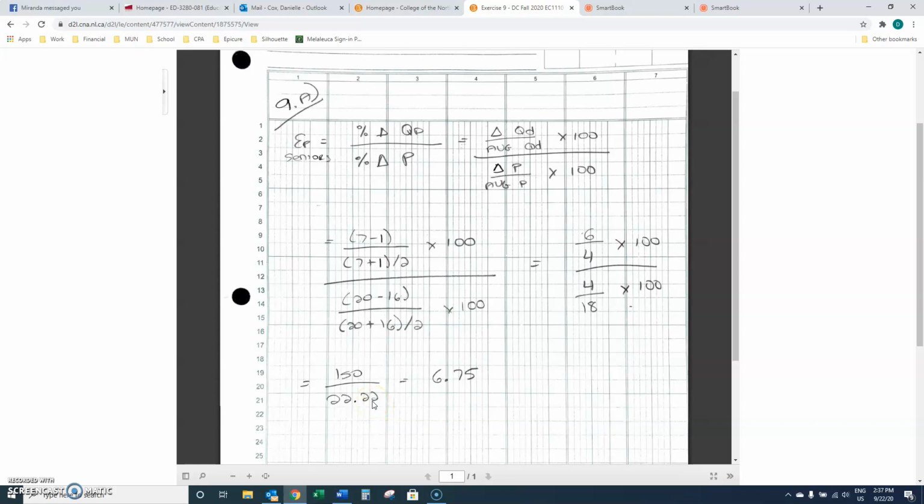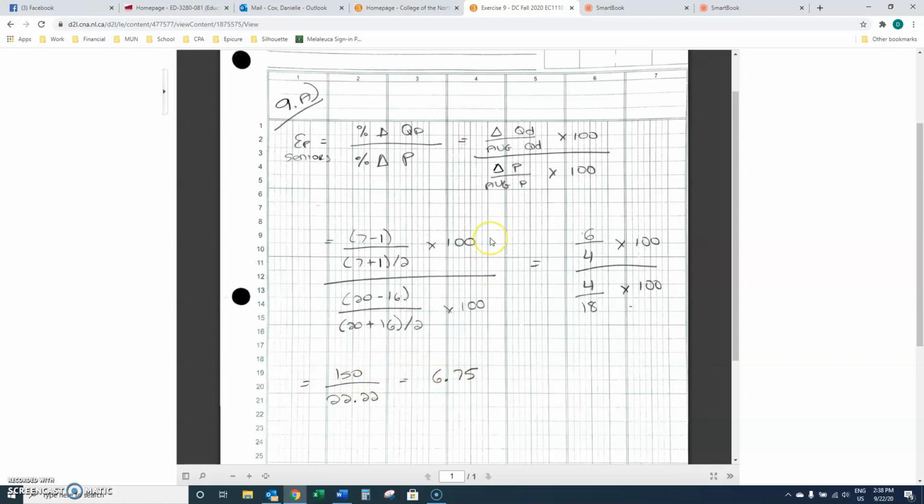On my calculator, I just hit store 1 and I stored the value in number 1. And then when I want to use that number again and say 150 divided by, instead of having to type in 22.22, I just hit recall 1 and the full number comes up. Anyway, that's just a side note for using your calculator. And then anyway, you get your 6.75.